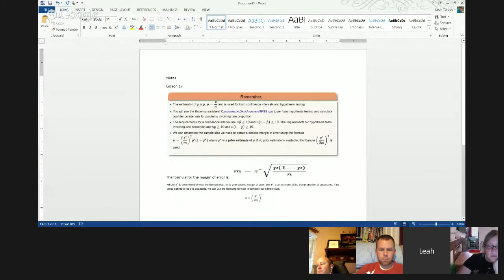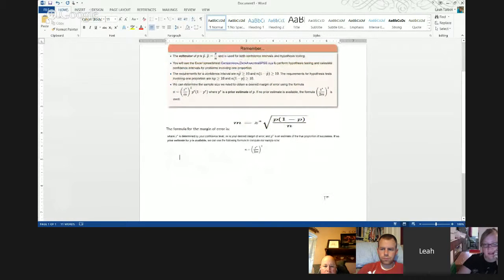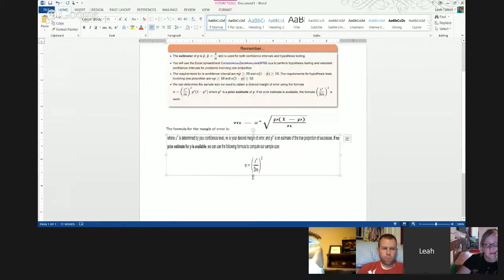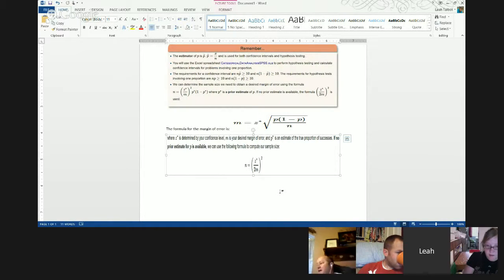Mm-hmm. Okay, so your n equals your z-score. I don't know if you can see it, it's at the bottom. Yeah, I see it. It's really tiny. So if we take ours, do you have a formula for that? No, I do not. I was trying to figure one out, but I didn't have it accurate yet. Well, let's go to the calculator.